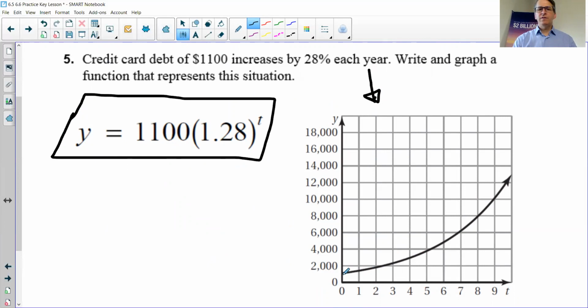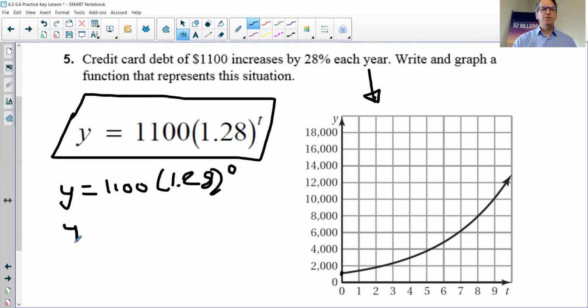A couple things to note. This is the 0 term, when t is equal to 0. That's your initial amount. So y is equal to 1,100 times 1.28 to the 0. Anything to the 0 is 1, so y would equal 1,100. Oftentimes that first initial amount is called the 0 month. Then 1 month would be after 1 month, or 1 year, I should say, and so forth.